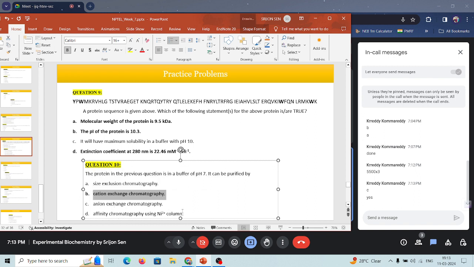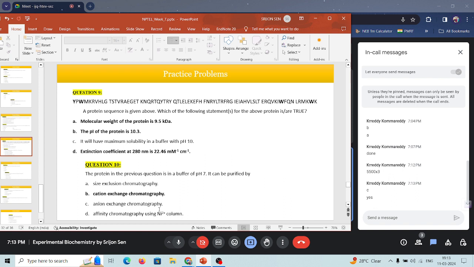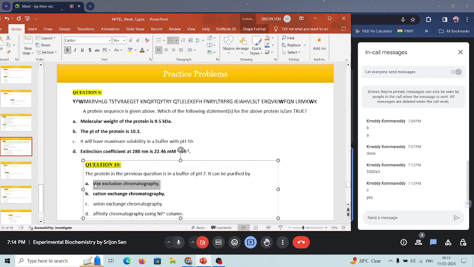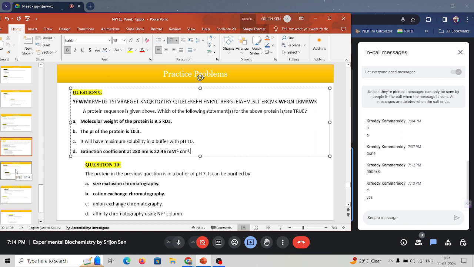Affinity chromatography using the nickel column cannot be used because we do not have a stretch of histidines. So tandem histidine repeats are not there, so this cannot be used. You can also purify this protein using size exclusion chromatography. Why not? So A and B both are correct. But if it's an MSQ, go for A and B. If it is an MCQ, go for only B. B is the correct option, because whenever there is a question of pH and the pI is given, ion exchange chromatography is the better option to go for.